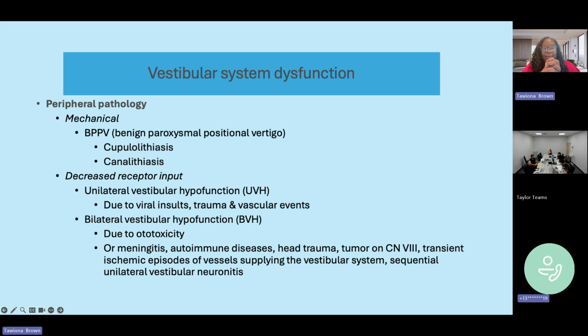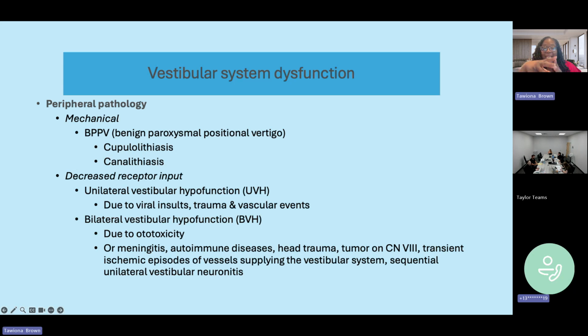So when you have a unilateral hypofunction, it is about the receptor. It's the hair cell, and whether or not it's getting enough input. And usually with a hypofunction, the hair cell is not getting enough input for some reason or another. And that has to do with whether or not that person may have suffered from some type of virus, some type of trauma, or some type of vascular incident, like maybe some type of stroke or something of that sort.